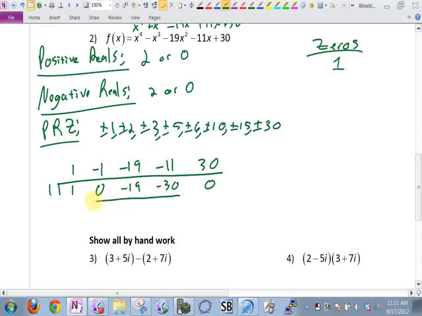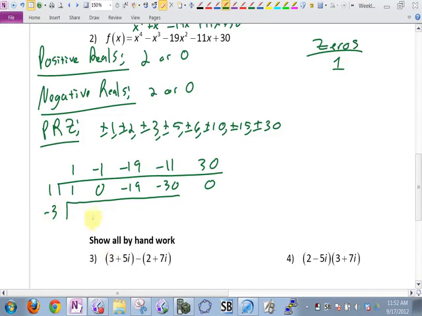Negative 5. So we've got 1. Negative 5 and 0 is negative 5. Negative 25 and negative 19. No, sorry. Positive 25 and negative 19 is 6. Negative 30 and 30 is, in fact... Wait, no, that didn't work. Because that gives you negative 60. This is negative 30. Negative 30 plus 30.